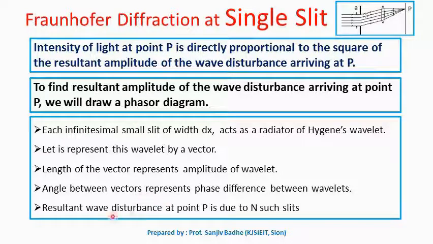Once we draw a phasor diagram, we can find out the resultant amplitude of the wave disturbance going at point P. And once we get the resultant amplitude of the wave disturbance at point P, we can calculate the intensity of light at point P, because intensity is directly proportional to the square of the resultant amplitude.